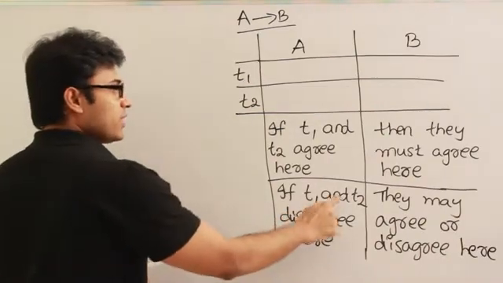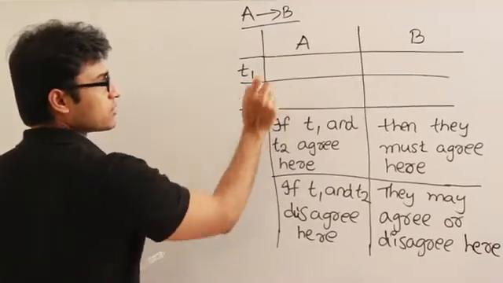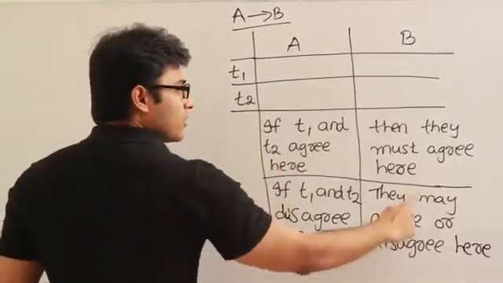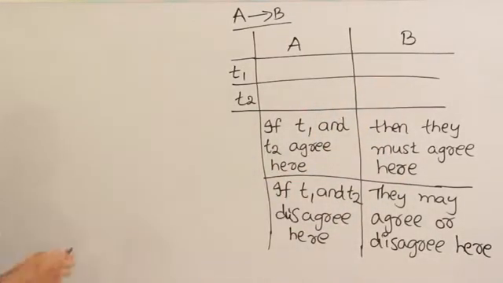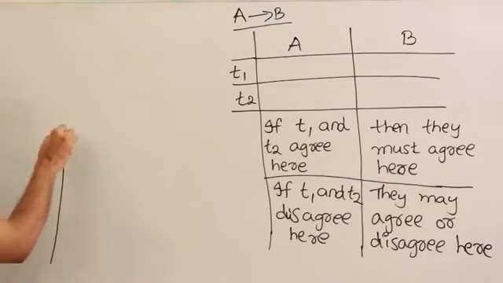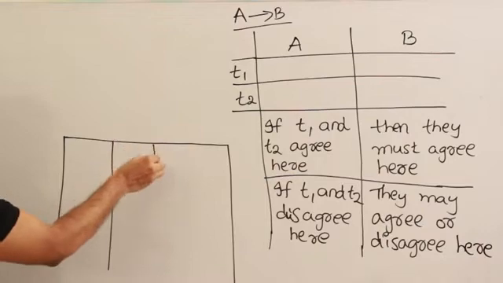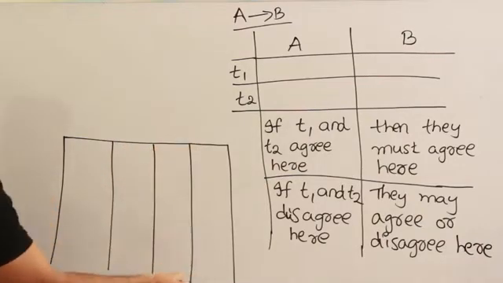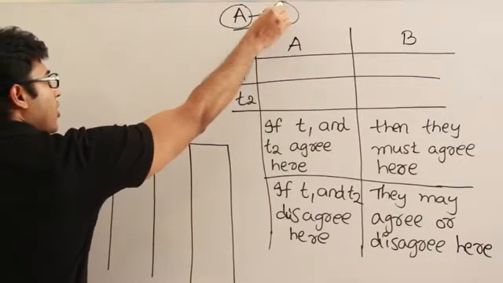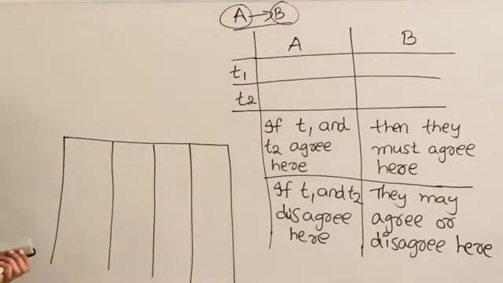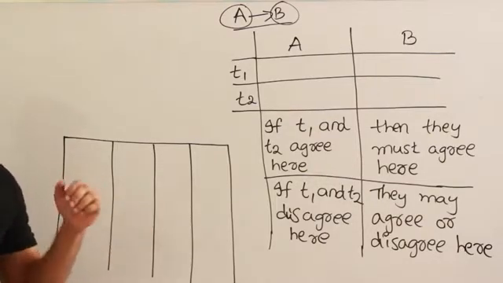And if T1 and T2 disagree here, which means if T1 and T2 are having different values for A, then they may agree or disagree here. So what I mean to say is, let us say that particular functional dependency is applicable for a table. When do you think that a functional dependency is applicable for a table? Whenever all the attributes present here and here are also present in the relation schema, then that particular functional dependency has to be applied on every such relation.